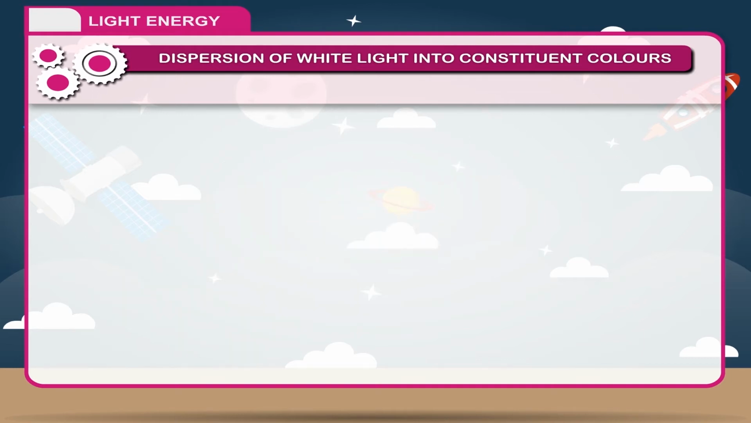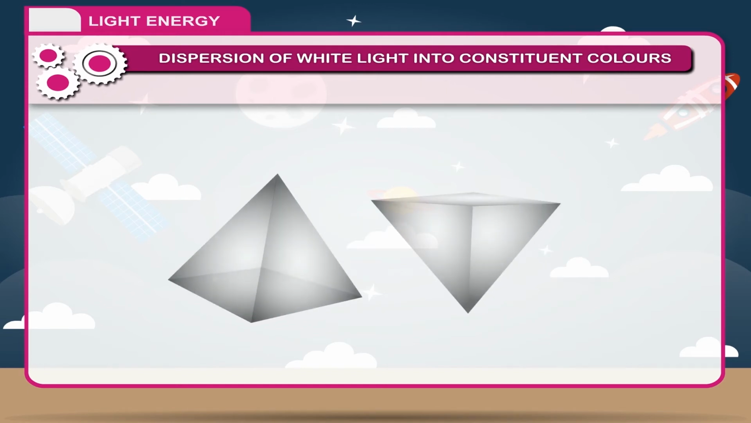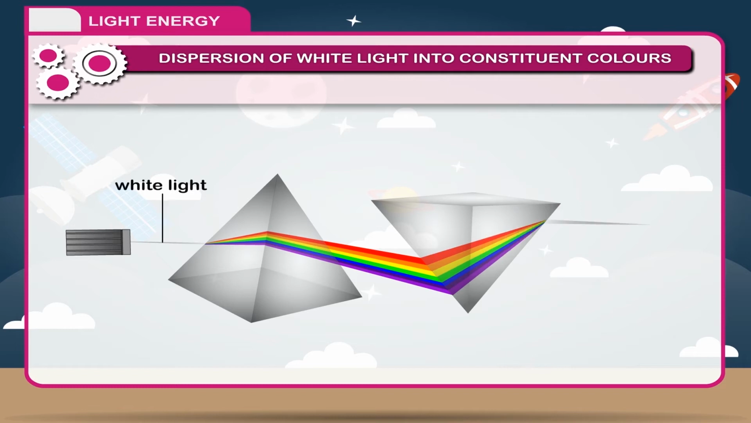Activity: recombination of white light. Take two identical prisms and place one prism in a straight position. Allow a narrow beam of white light to pass through it. It splits into its constituent colors. Place another prism near the first one in such a way that its position is opposite to the first one. Allow the band of split light to pass through it.